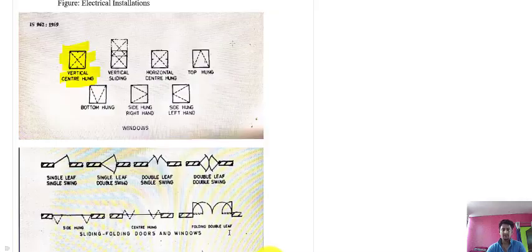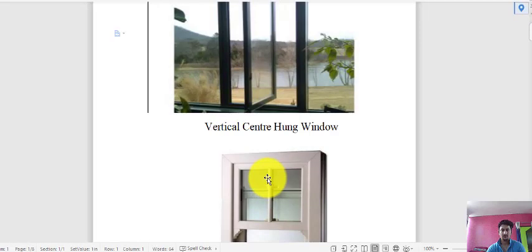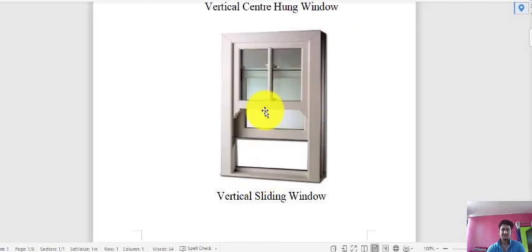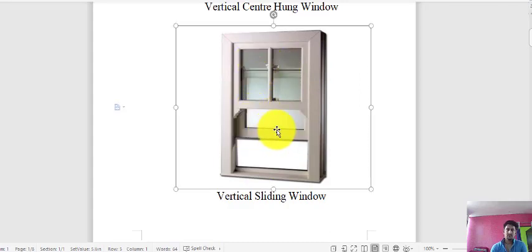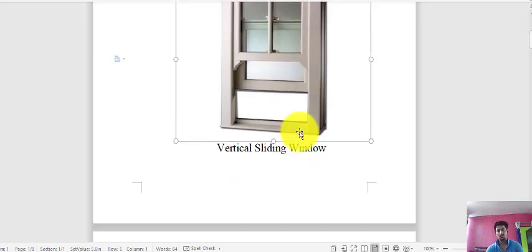Now the other one is the vertical sliding window. Sliding means it can slide upwards. So here is the drawing for that. This is the vertical sliding window. This can slide, and now it is sliding here. This type of window is known as a vertical sliding window because it slides upwards.